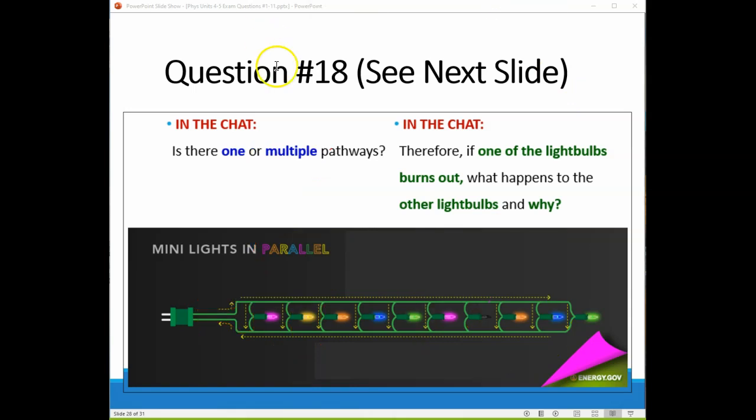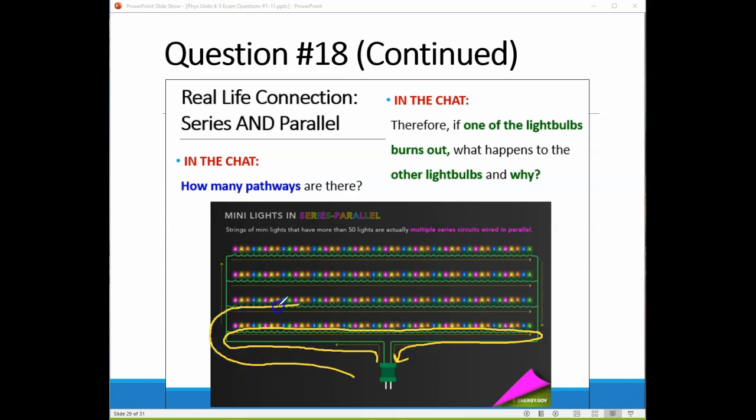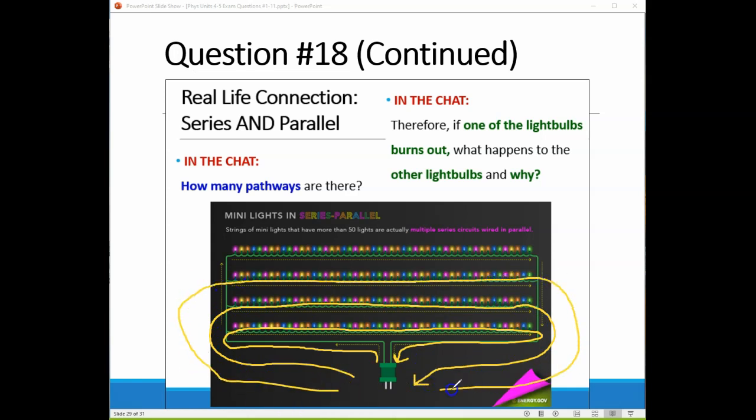Now let's go ahead and take a look at the picture in your problem. This is the actual picture in your problem, and this one actually has both series and parallel. The reason is that I can see a pathway going through these light bulbs right here, another pathway going through these light bulbs right here, a third one right here, and a fourth one right here.